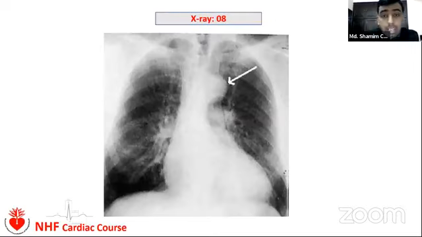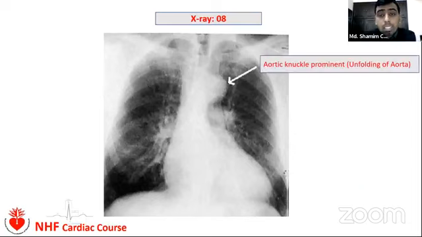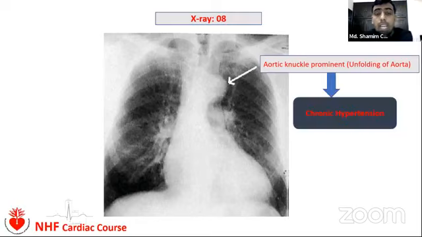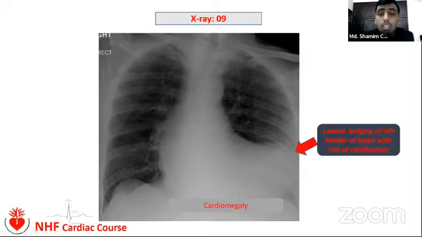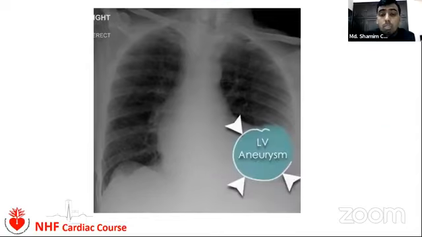Now, this is an X-ray of cardiomegaly showing unfolding of the aorta, that is, a prominent aortic knuckle. Probably this is a case of chronic hypertension. This is another X-ray showing cardiomegaly, but the LV apex is bulging laterally and inferiorly, the vascular markings are quite normal, and there is a rim of calcification noted in the area. So this is a case of chronic old myocardial infarction with LV apical aneurysm.